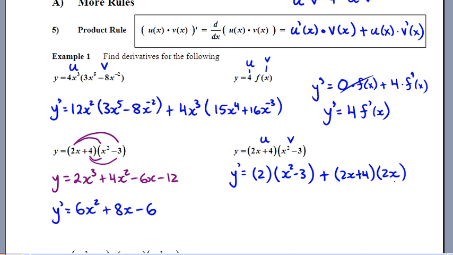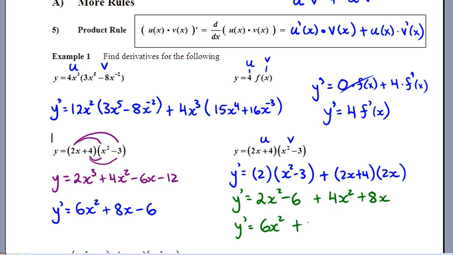Now, I would normally just leave it like that, but it's interesting if you actually tidy this up, which again, I would normally suggest is probably not worth your time, but if you do, you would have 2x squared minus 6 plus 4x squared plus 8x. And if we tidy that up a little bit more, we end up with 6x squared plus 8x minus 6.